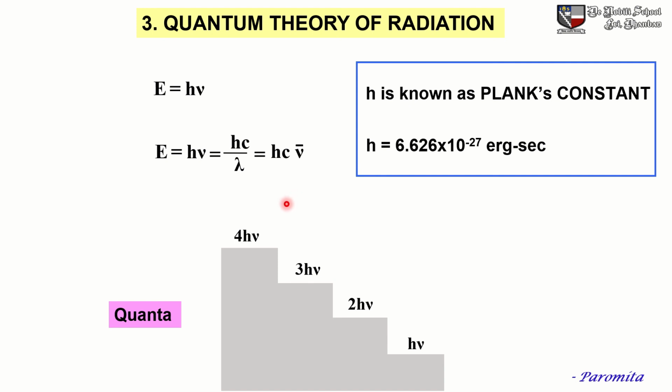Now a body can emit or absorb energy only in an integral or whole number multiple of quantum. Thus, radiant energy can be absorbed or emitted as h nu or 2h nu, 3h nu, 4h nu, 5h nu, etc. But this energy can never be absorbed or emitted in fractions of quantum, that is 1.6h nu, 1.3h nu, 3.2h nu, etc.